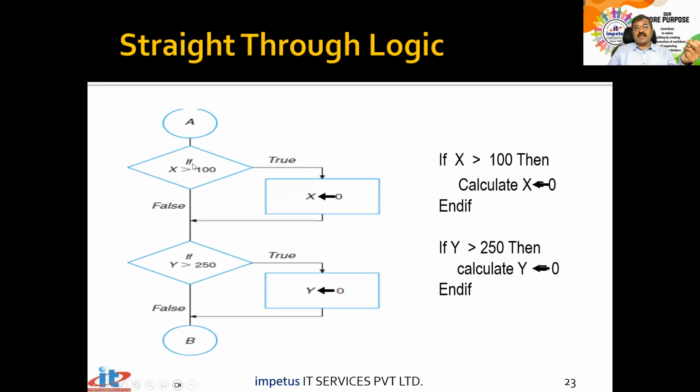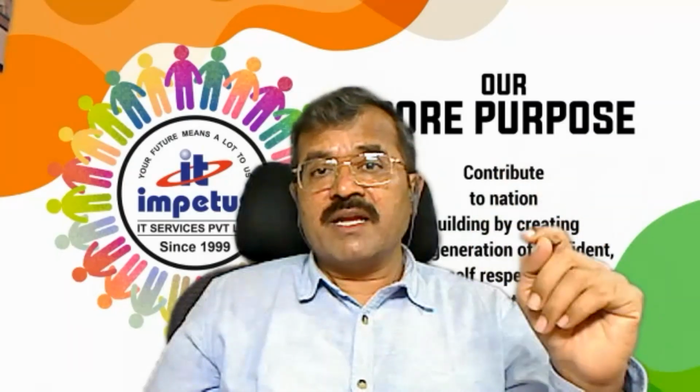How would you express it? I could say first condition, if x is greater than 100, that's true, then I set x value as 0. But either it is true or false, I'll still go and check the second condition. If the second condition is true, I also set y to 0 and then I'll proceed further. Look at this, if and if. There is no else part. So whatever the outcome of the first condition, whether true or false, you will still check the second condition. So that's straight through logic. Have you understood this before I take a problem statement?